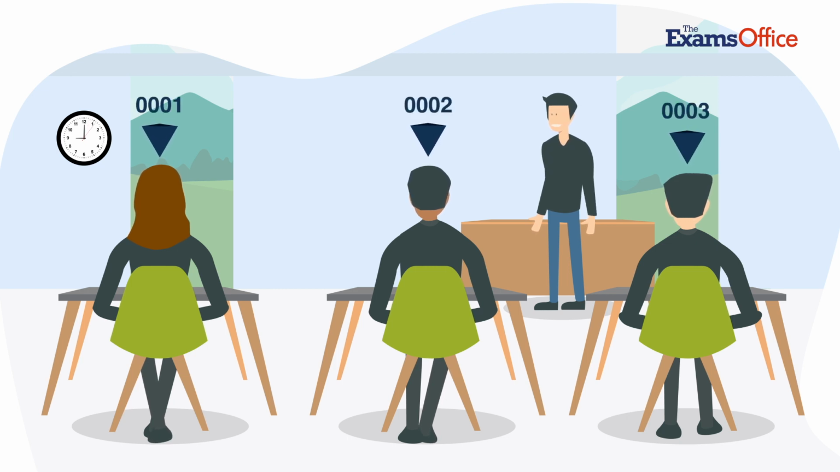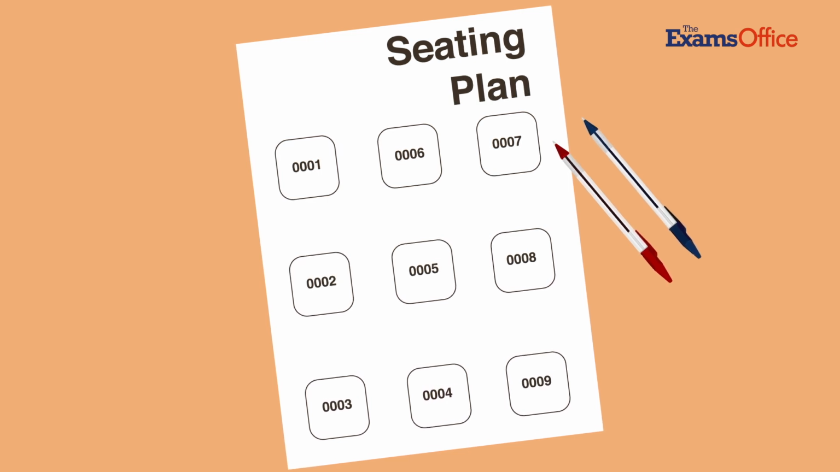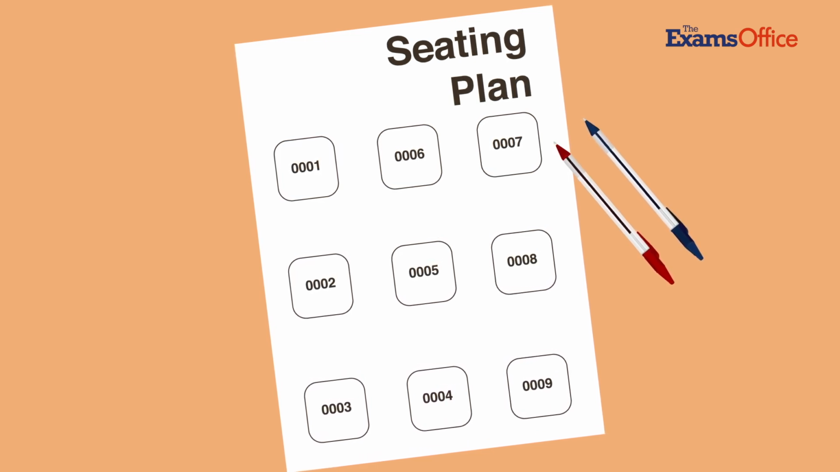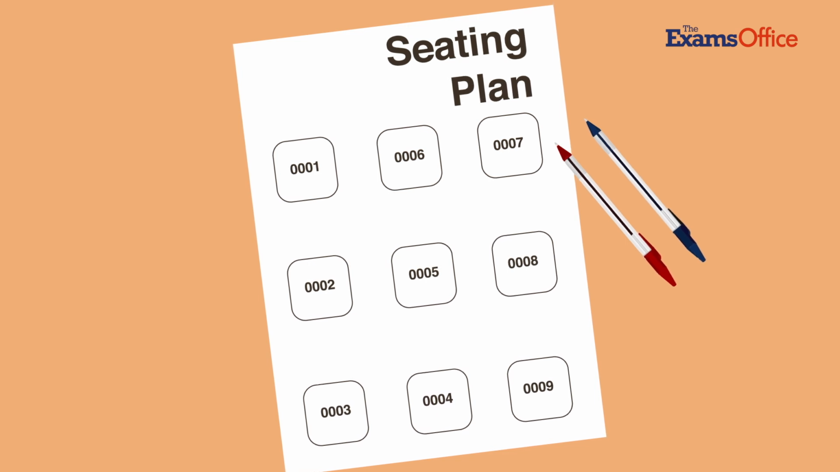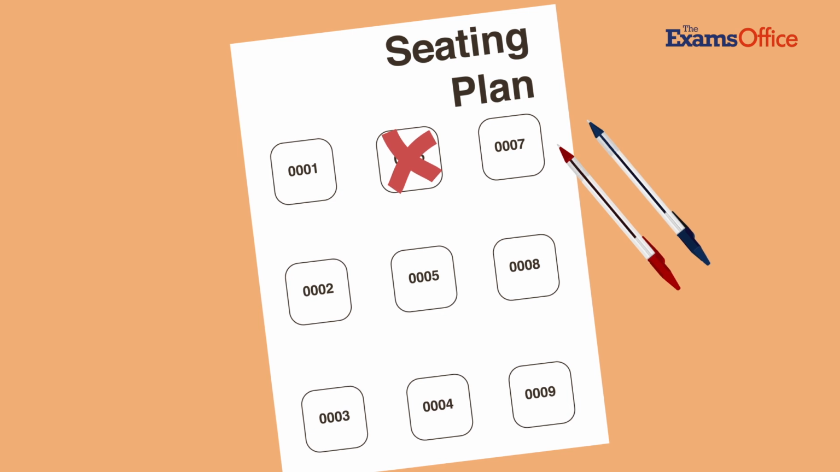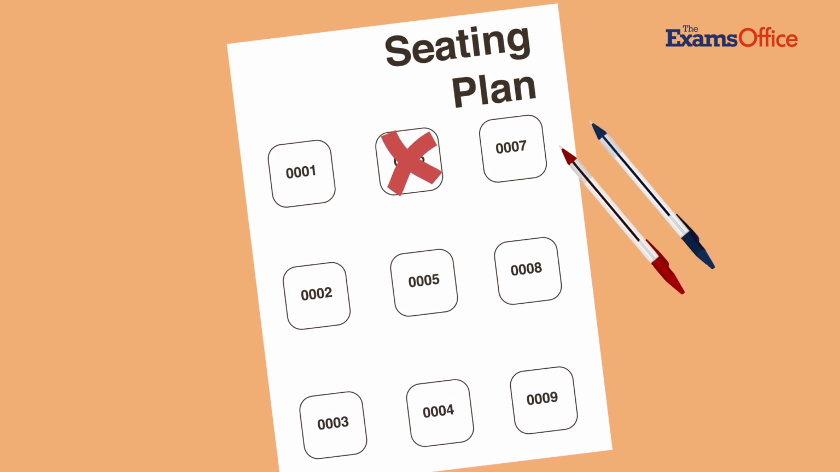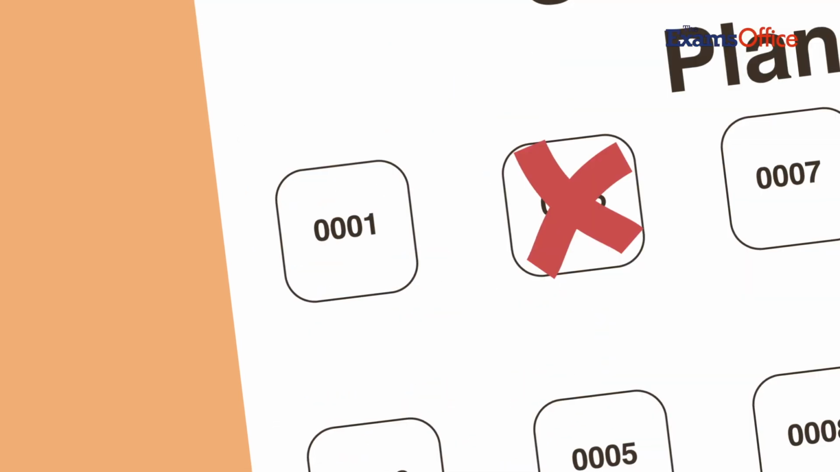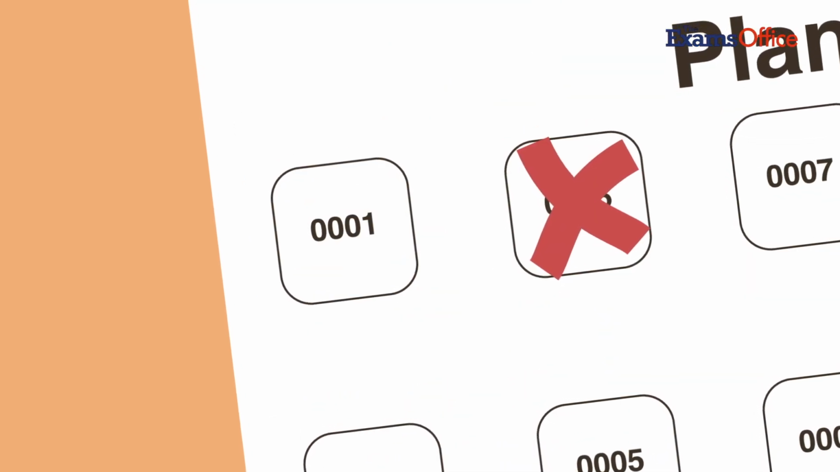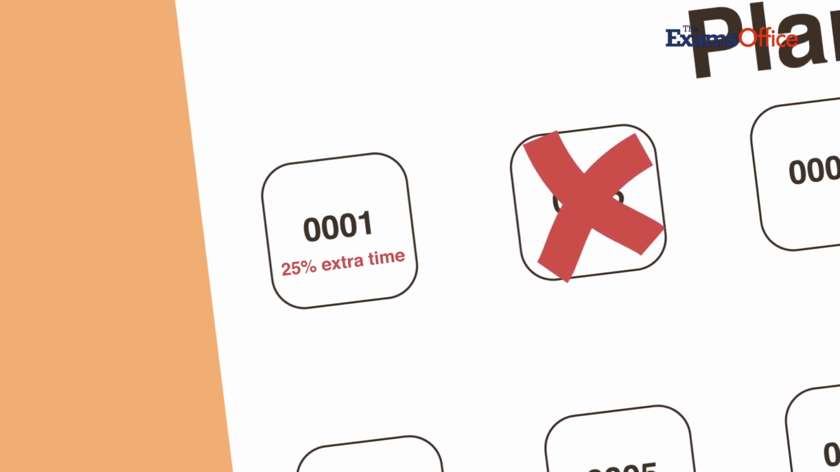The centre must create a seating plan that shows the exact position of each candidate in the examination room. Any changes made to seating arrangements during the examination must be noted on the seating plan. The seating plan must be available to an awarding body upon request. Candidates with access arrangements must be identified on the seating plans that are held as part of the centre records.